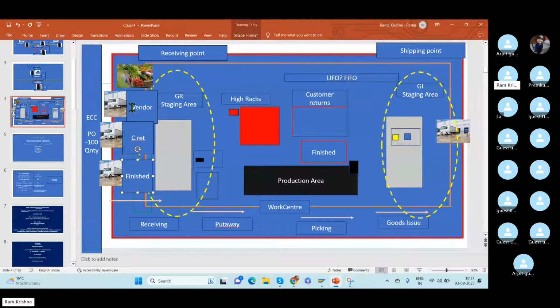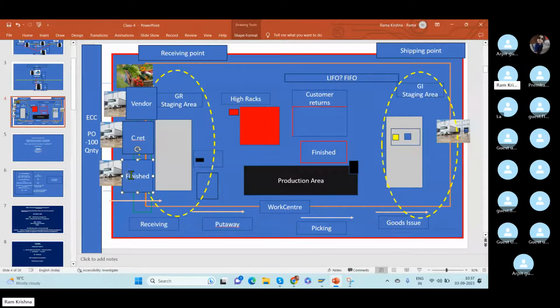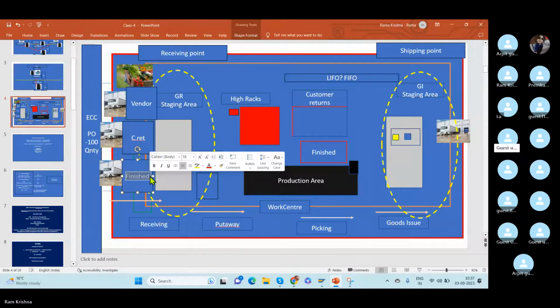In the EWM, what document type will it create? What item types will it create? For this vendor inbound, a different document type and different item type. For this customer returns inbound, a different document type and different item type. For finished goods, a different document type and different item type will be there. Do you agree? Yes.